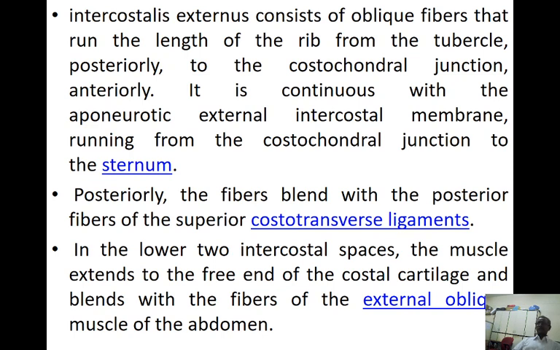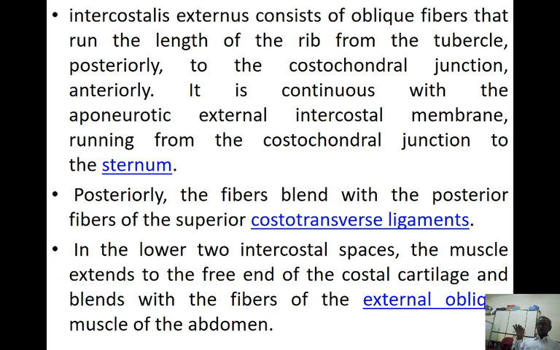Intercostalis externus consists of oblique fibers that run the length of the rib from the tubercle posteriorly to the costochondral junction anteriorly. It is continuous with the aponeurotic external intercostal membrane running from the costochondral junction to the sternum. So that interchondral or cartilaginous area, we are calling the anterior aponeurotic external intercostal membrane. Posteriorly, the fibers blend with the posterior fibers of the superior costotransverse ligaments.